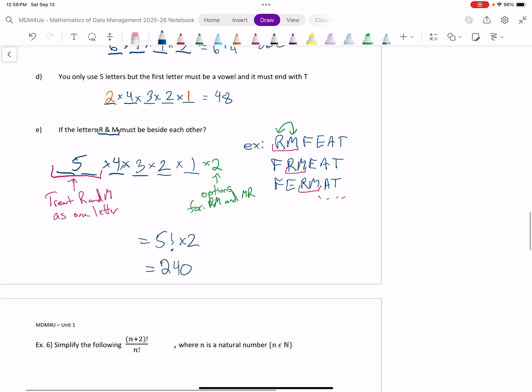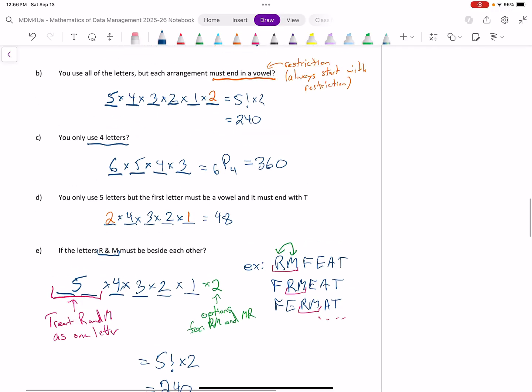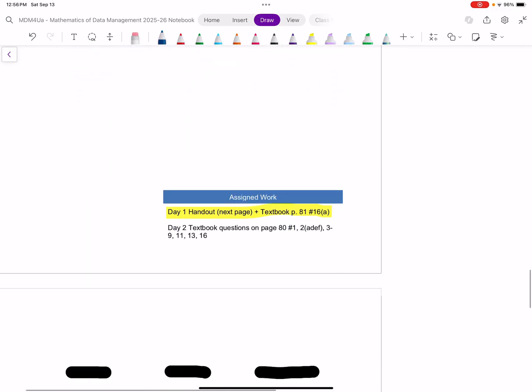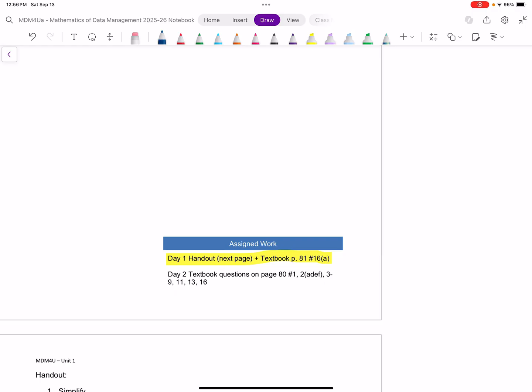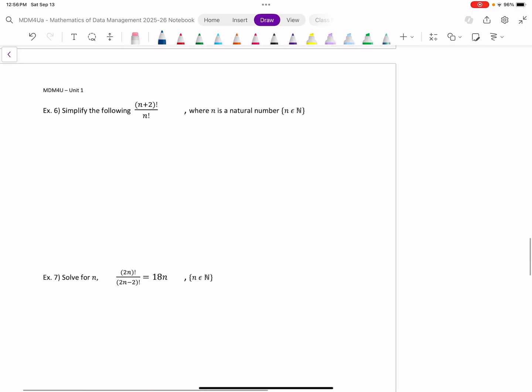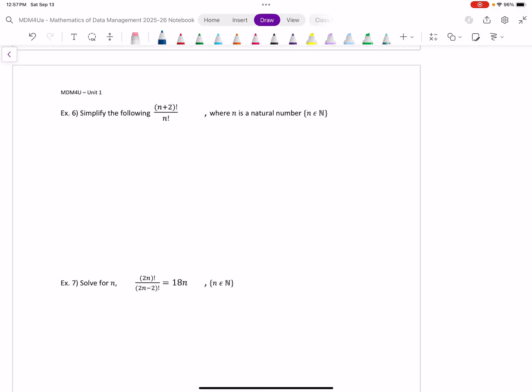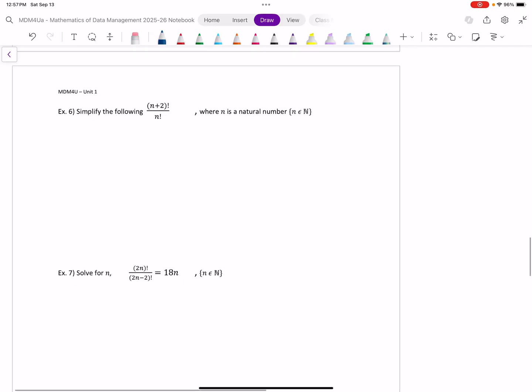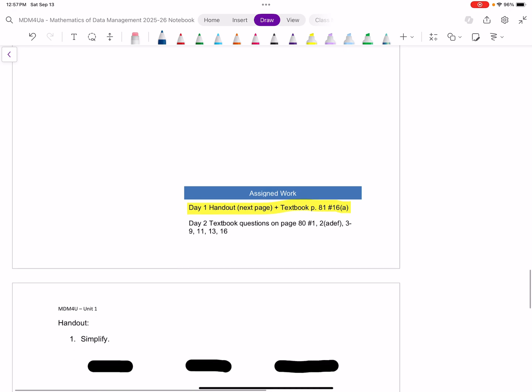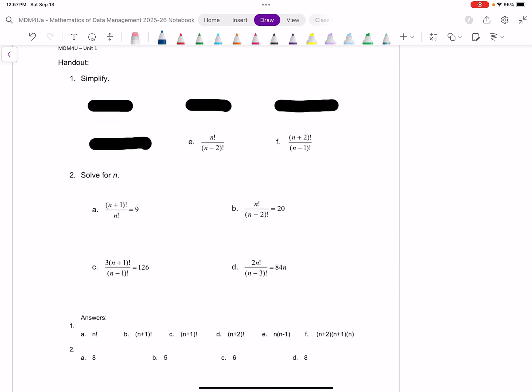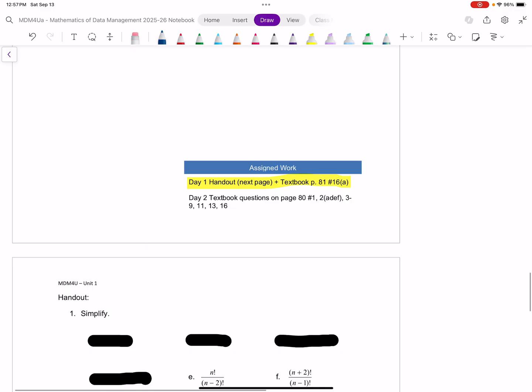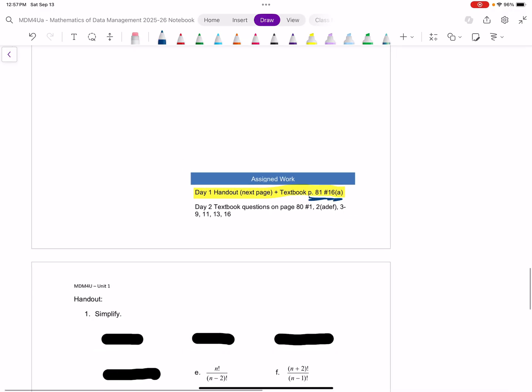That one's a bit tricky, but good to use, and you'll see some similar questions to that one in the homework. The homework for these questions, which is listed down here, we're going to do those in class. That's this day 2 stuff. But I want to show you some more factorial simplification and actually solving with factorials on the next page. And that's what I want you to work on for homework today. And so you're going to do these questions on the next page plus this textbook question.